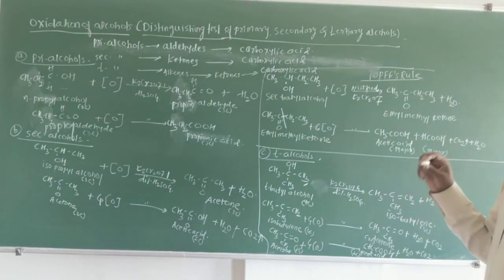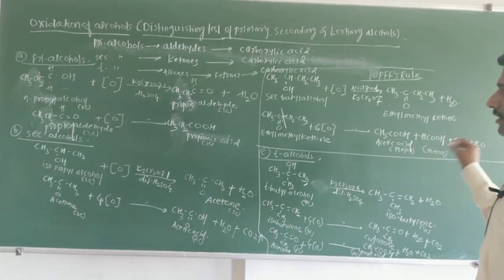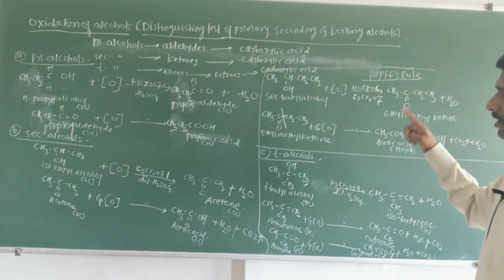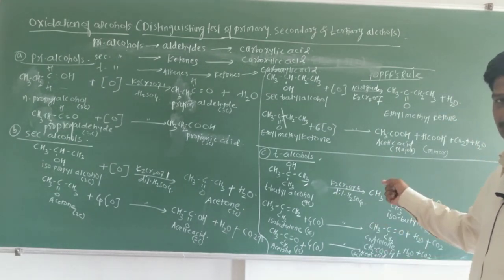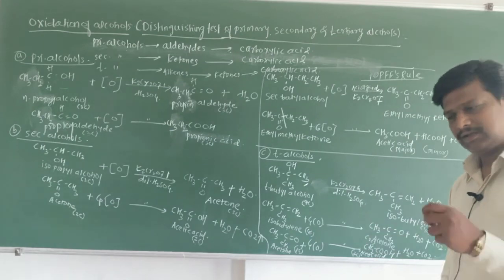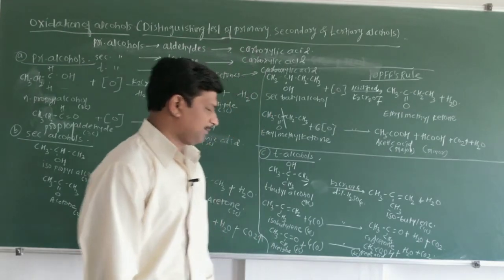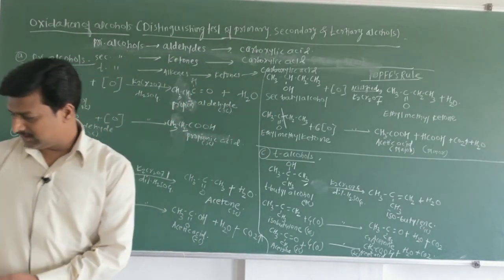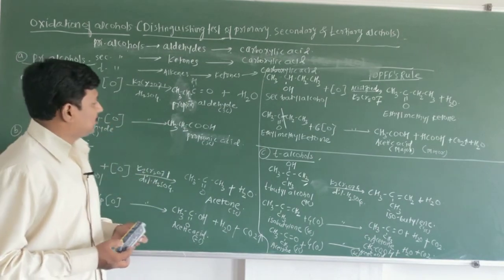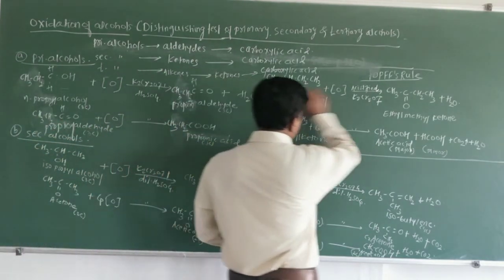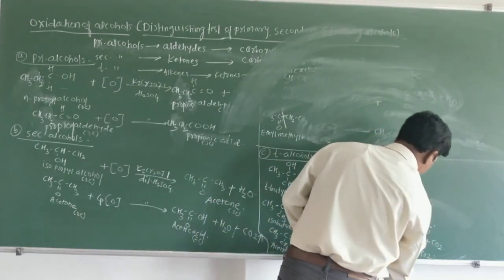Primary alcohols on oxidation give dash as product, the aldehydes. Or secondary alcohols on oxidation give dash products, the ketones. In this way the questions may be asked in your exam. Okay, so this is the distinguishing test between the alcohols: primary, secondary and tertiary.